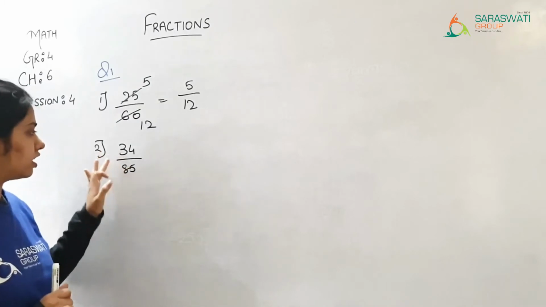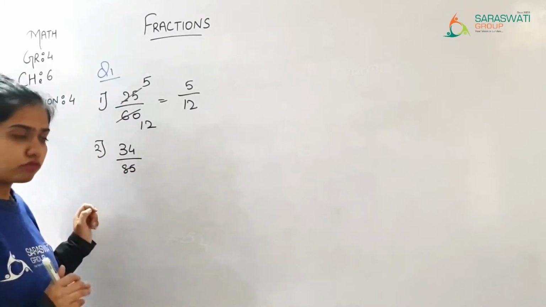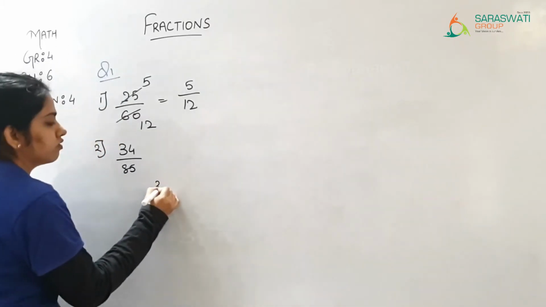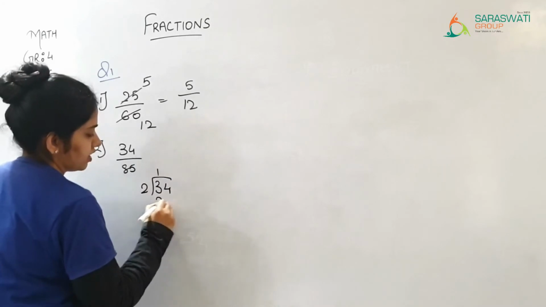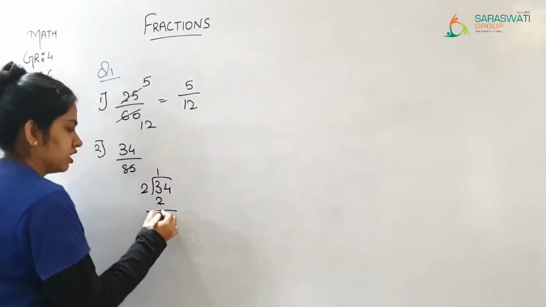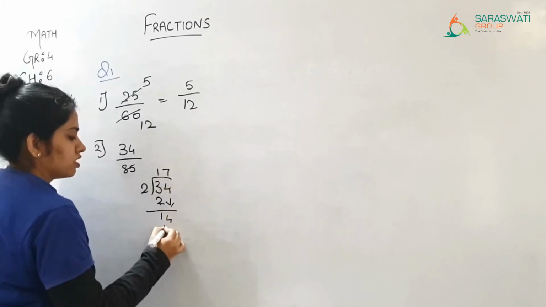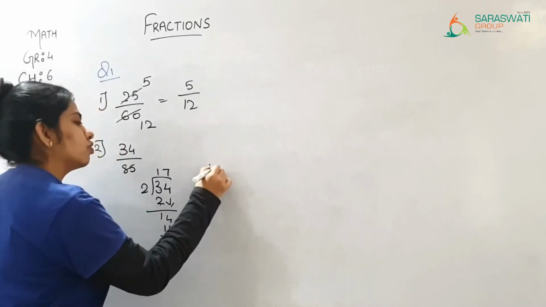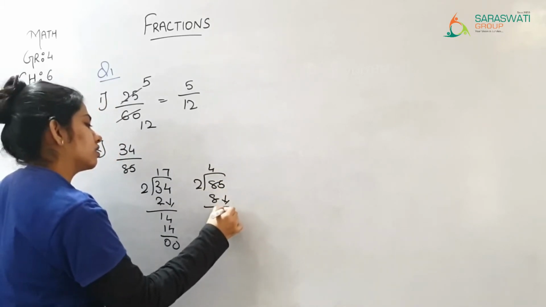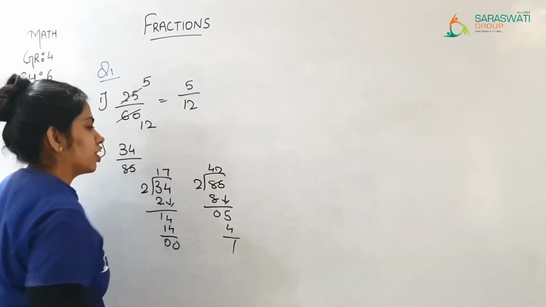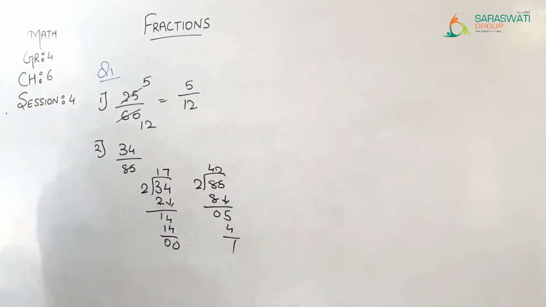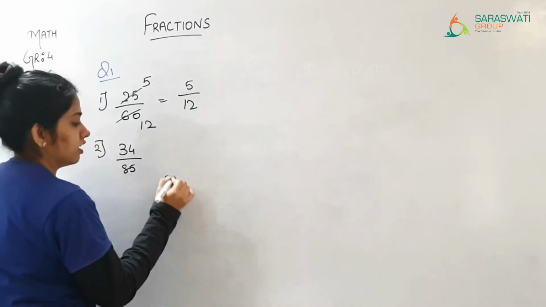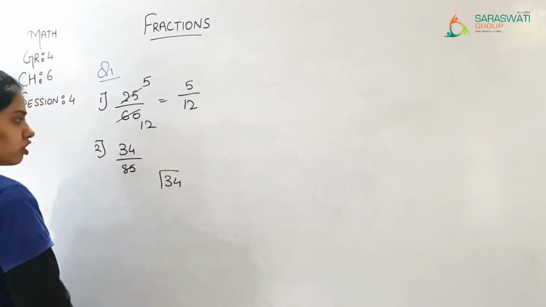First let us try to divide it by 2 or 3. Then we will see whether it is possible or not. So first divide this 34 by 2. 2 ones are 2, 2 threes are 6. Now 85 divided by 2. 2 fours are 8, 2 twos are 4. So no, this is not possible, right? So this will be cancelled. Now let us divide it by 3. With 3 this number is not possible.